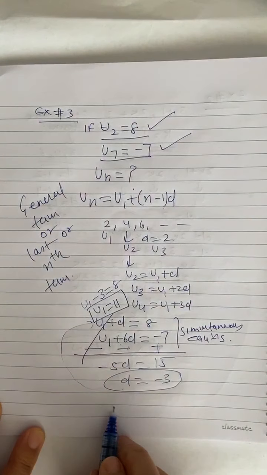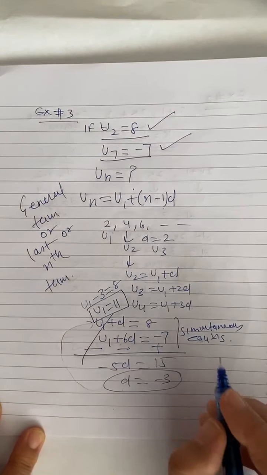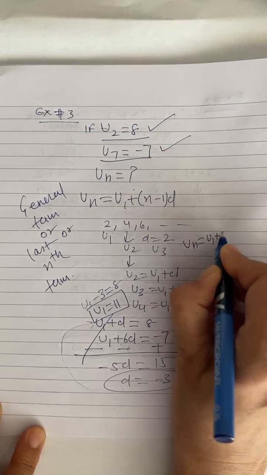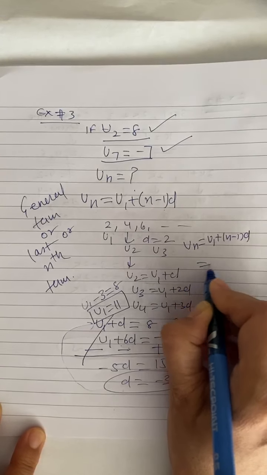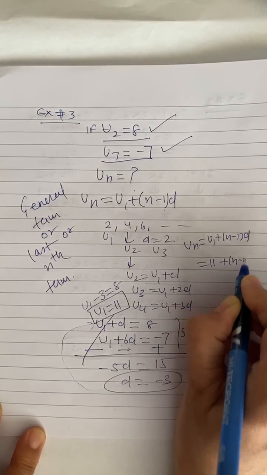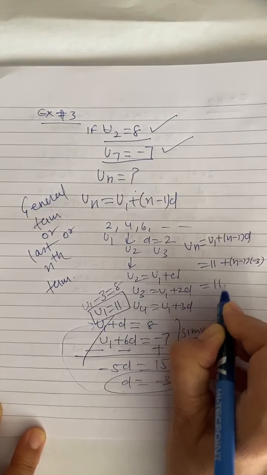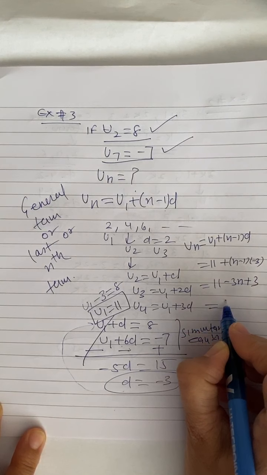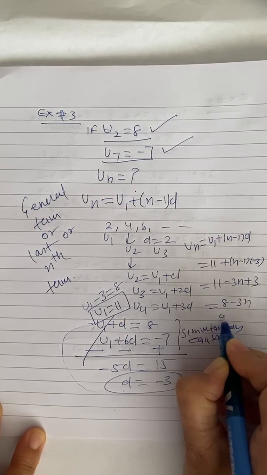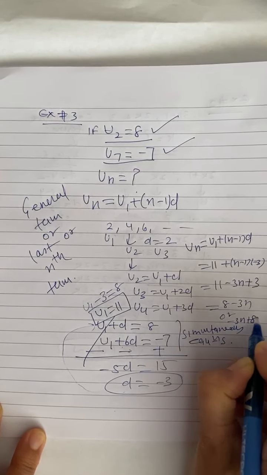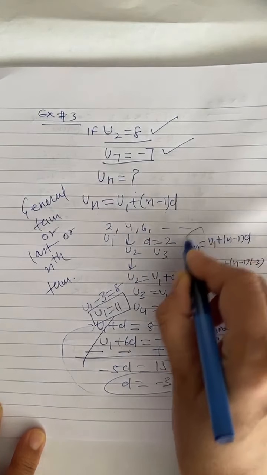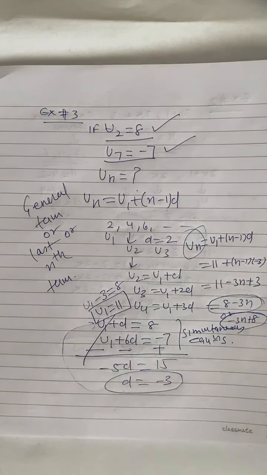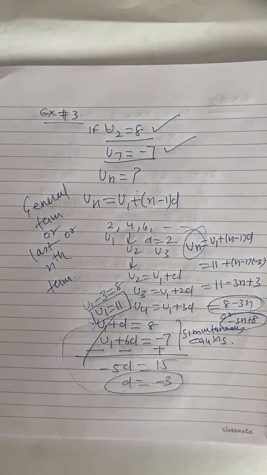So that is your u1, which means my un, now this is the final answer which we need to give, un, which was u1 plus n minus 1 into d. So this is 11 plus n minus 1 into negative 3. And now we need to simplify it. And then you get here 8 minus 3n, or negative 3n plus 8. So that is your final answer. So this is example number 3, and I hope that all 3 examples are clear.